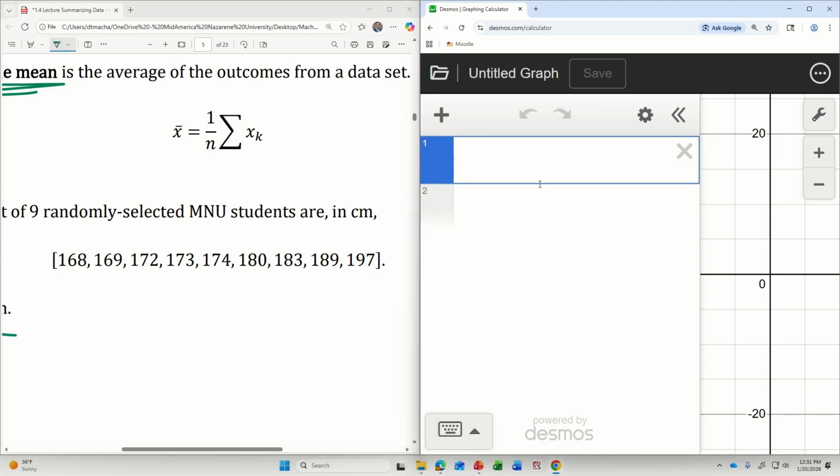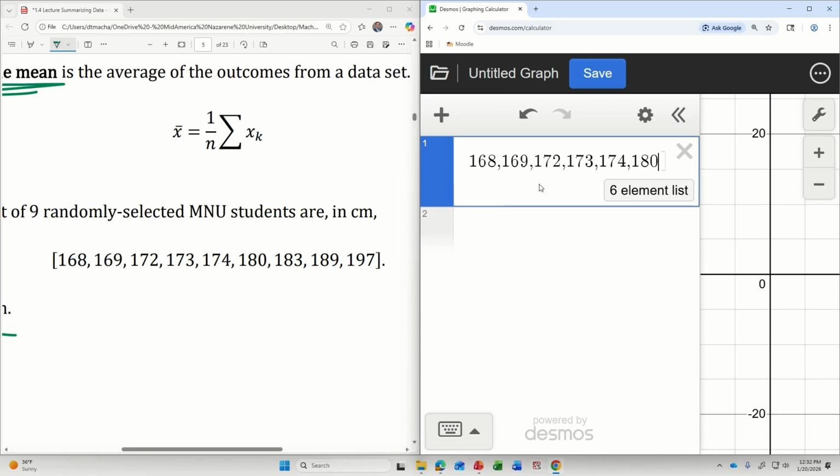What you should do in Desmos Test Mode is name a list A or something like that. So you type in lowercase a equals open bracket, little square bracket. And when you open the square bracket, Desmos knows that I'm about to type a list of numbers, and I type it just like I'm showing you in my notes, where I separate each number with a comma. So I'm going to type in 168, comma, 169, comma, 172, comma, 173, and so on.